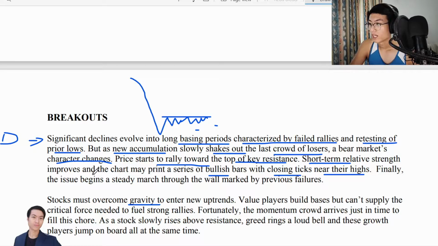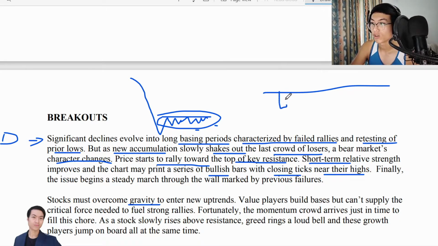But relative strength is about how strong or how volatile that company is in relation to the overall market. So if the short-term relative strength improves, the chart may print a series of bullish bars with closing ticks near their highs. So maybe we are looking at a 1 hour time frame or a 1 day time frame. If we zoom into this area, again maybe the 1 hour time frame, what we can see is, for example, this is the resistance.